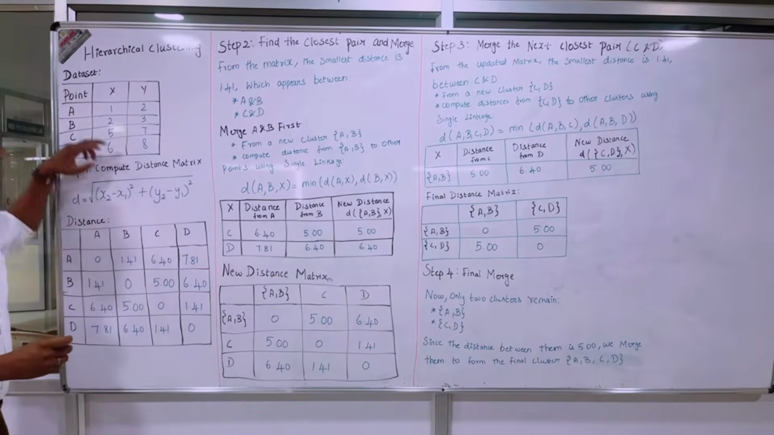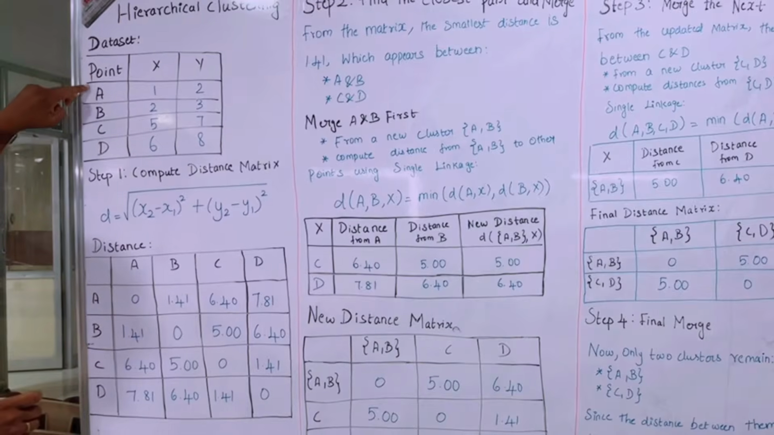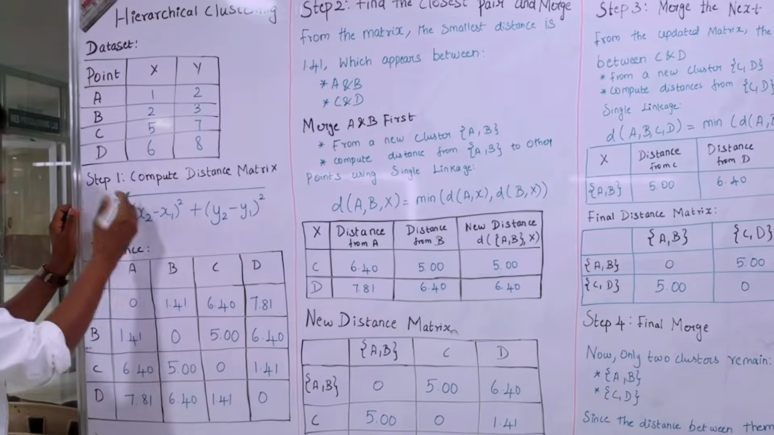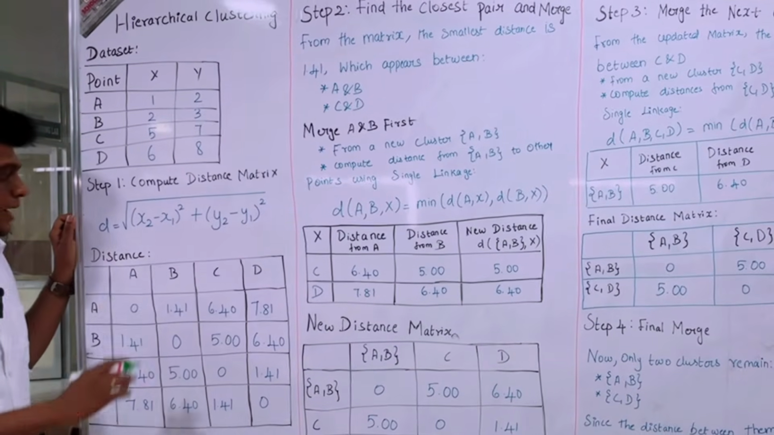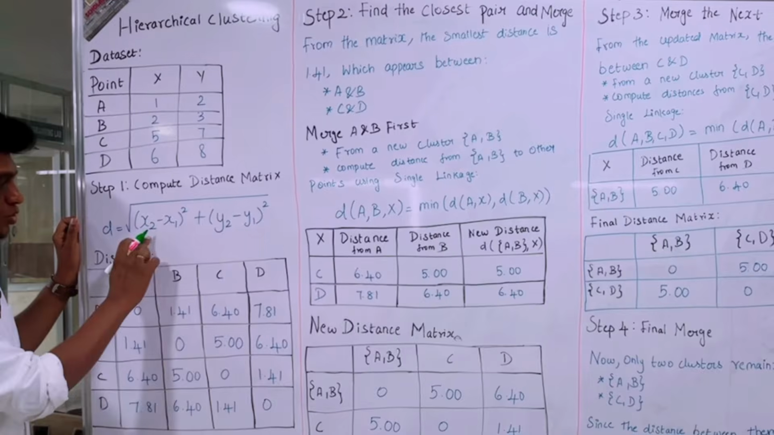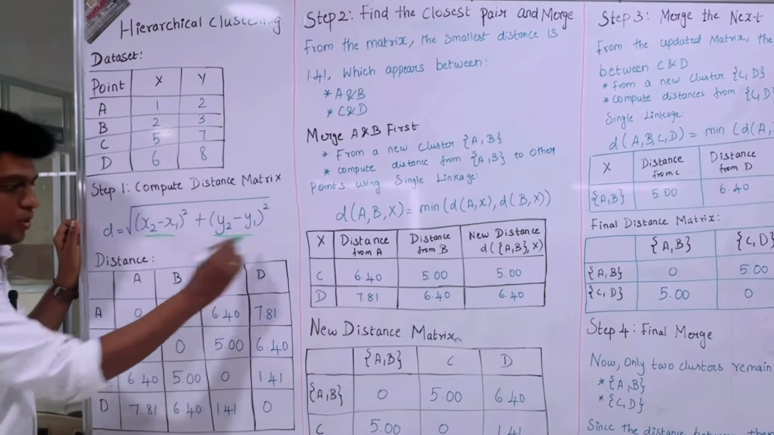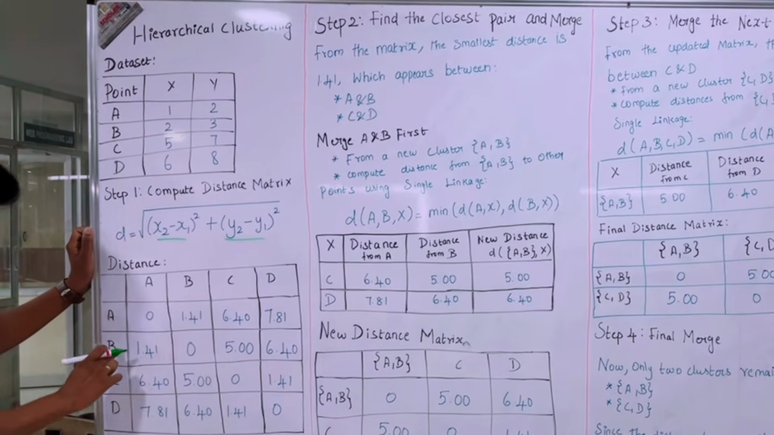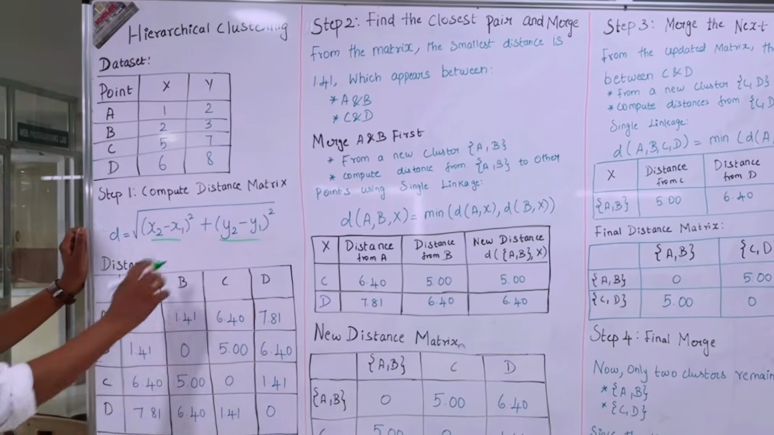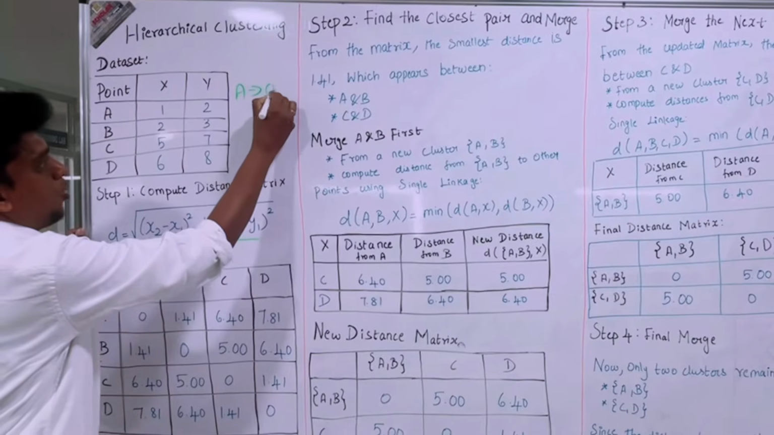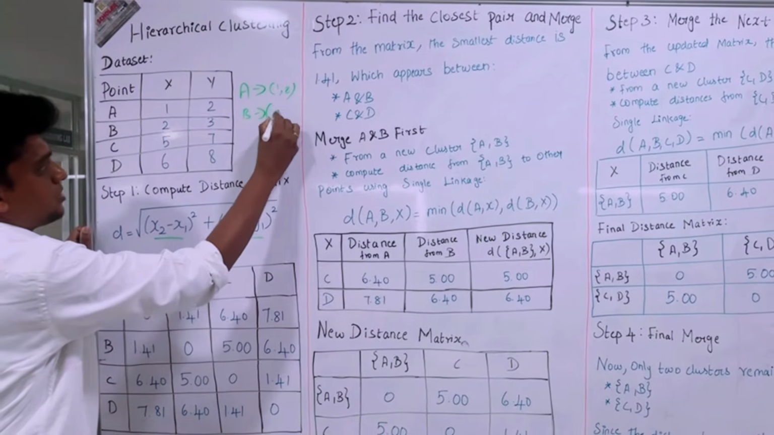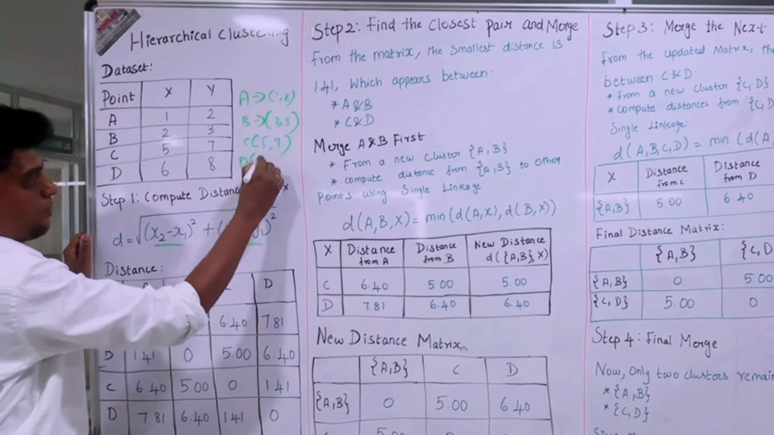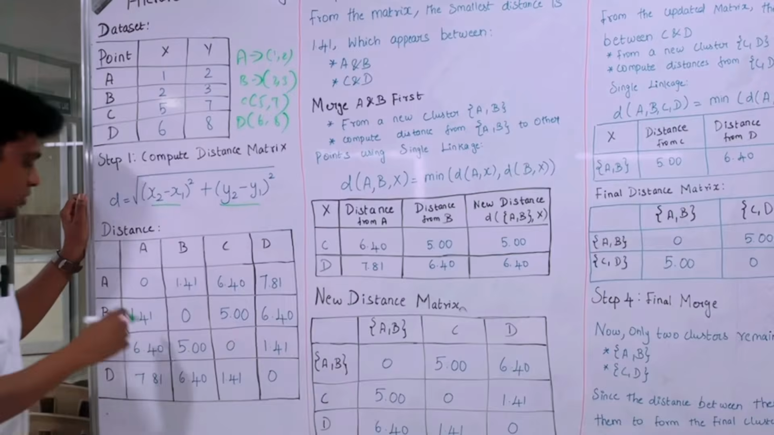Then we are provided with the data set of points A, B, C and D, with X, Y values. Step 1 is to compute the distance matrix, which is the distance between 2 points: the square root of (x2 minus x1) the whole square plus (y2 minus y1) the whole square. So how to calculate the distance? We are mapping the points A, B, C, D, and here also A, B, C, D. A represents (1, 2), B represents (2, 3), C represents (5, 7) and D represents (6, 8). So these are the points.